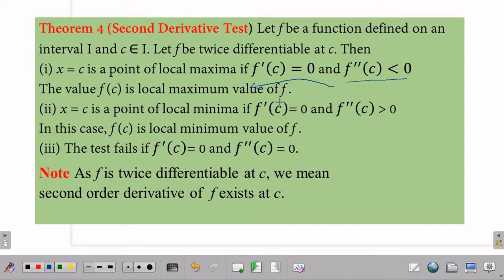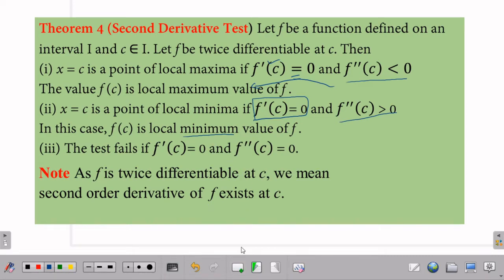That means the second derivative less than 0 is always a maximum, and similarly the second derivative greater than 0 is always a minimum. Don't forget this line. And the test fails if f dash c is equal to 0. If you look at every point, number 1, 2 and 3, the first order differentiation is always equal to 0. So don't forget this one. Also note that f is twice differentiable at c, meaning the second order derivative of f exists at c.